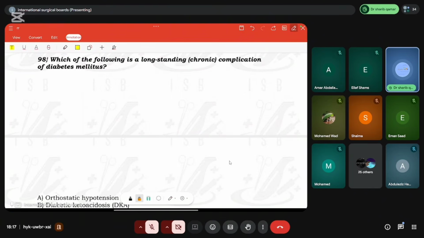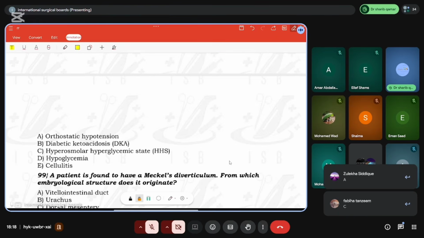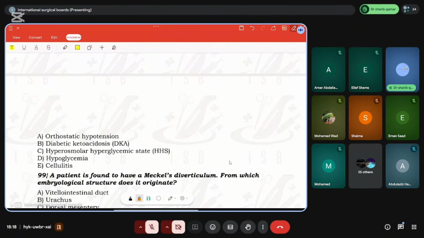Which of the following is a long-standing, that is a chronic, complication of diabetes mellitus? Orthostatic hypotension, DKA, hyperosmolar hypoglycemic state, hypoglycemia, and they're asking the long-standing complication of DM. Is it cellulitis? No. Orthostatic hypotension, I would say. Is it C or E here? They're asking for the chronic complication of diabetes, right?